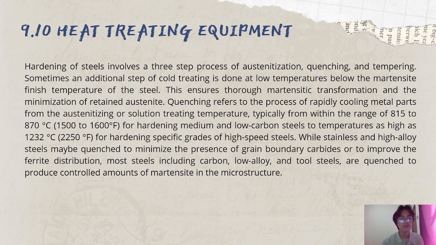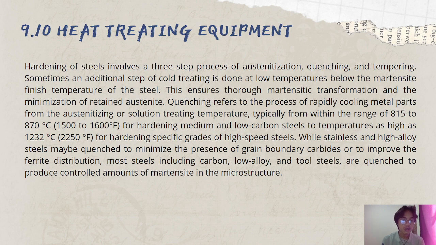rapidly cooling metal parts from the austenitizing or solution treating temperature, typically within the range of 815 to 870 degrees Celsius for hardening medium and low carbon steel, to temperatures as high as 1232 degrees Celsius for hardening specific grades of high-speed steel, while stainless and high alloy steel may be quenched to minimize the presence of grain boundary carbides, or to improve the ferrite distribution.